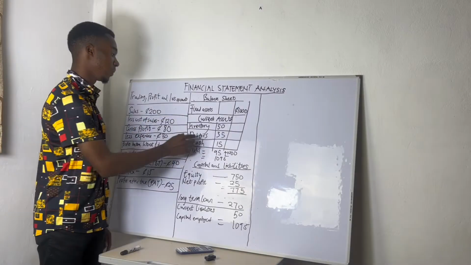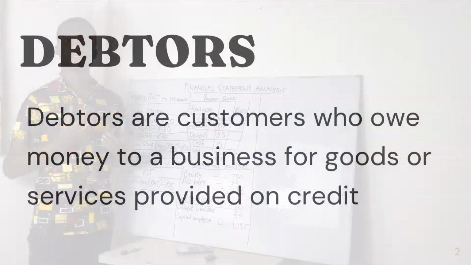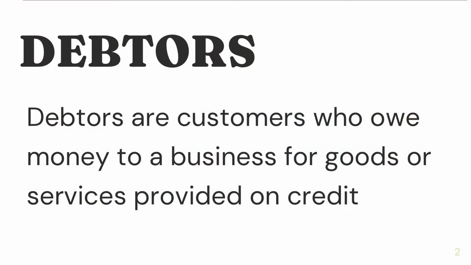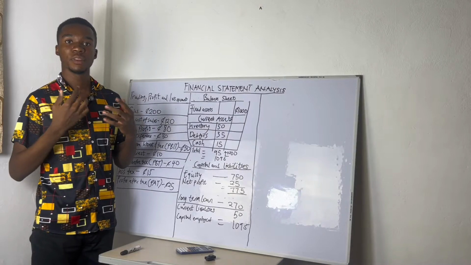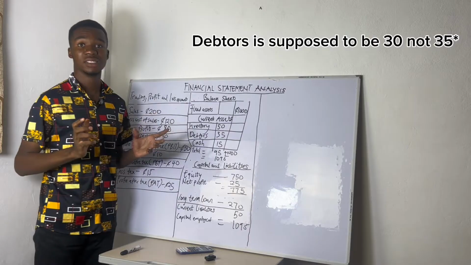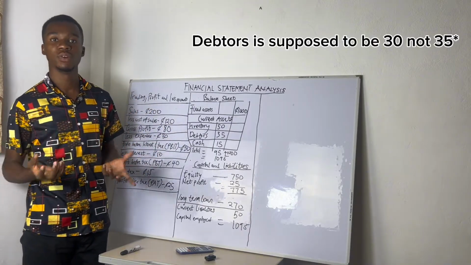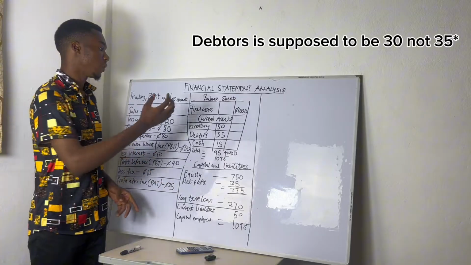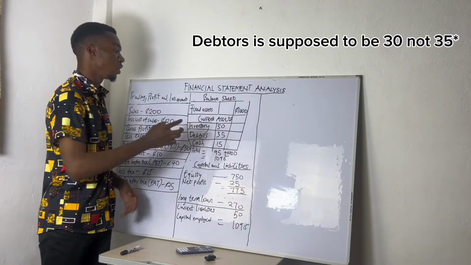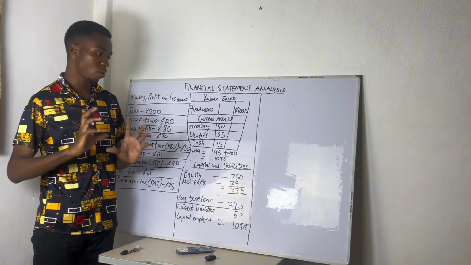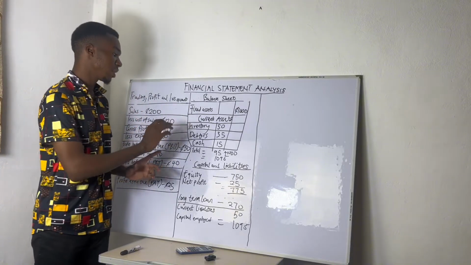Now we move on to the debtors. So debtors are the people who have taken something on credit in your company, or the people who are owing you in the company. So if, let's say, in your company, people are owing you 35 cedis, it means it's part of your assets because at the end of the day, the moment they pay you, it transforms into money. So the people that are owing you, or the money that people are owing you, are called the debtors. Now, the last one is the cash.